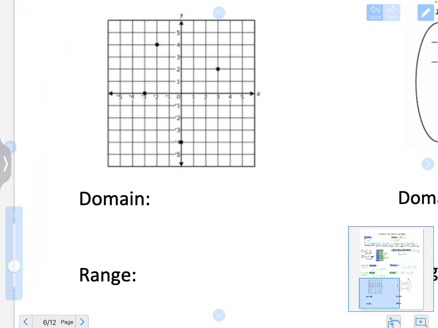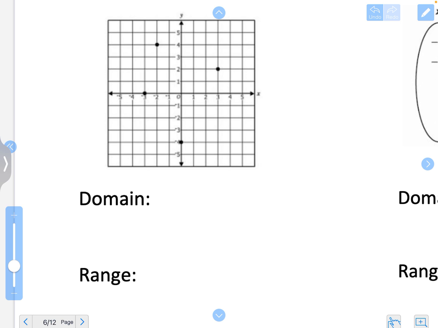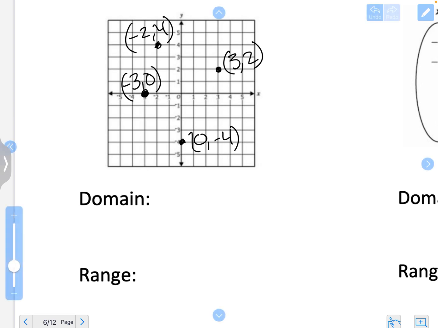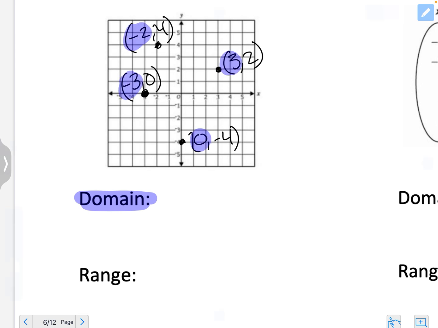All right, so now we've got a graph. The first thing we always want to do with a graph is write down what our points are. So -3, 0, -2, 4, 0, -4 is this one, and then finally 3, 2 is that one right there. Domain is x, so I'm going to highlight all of my x values. Range is y, so I'm going to highlight all of my y values.